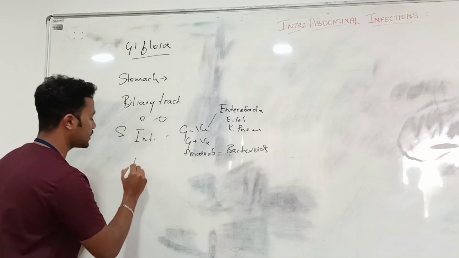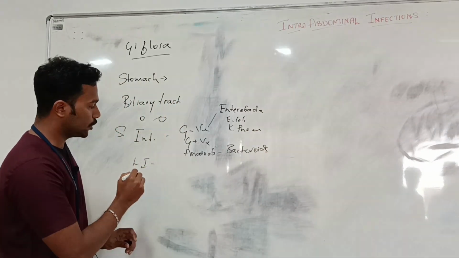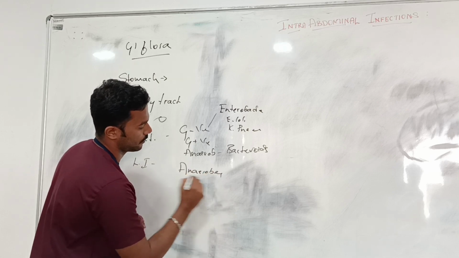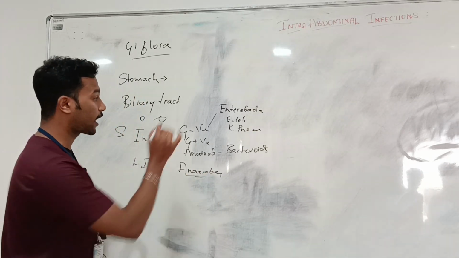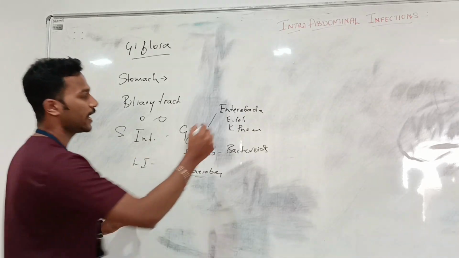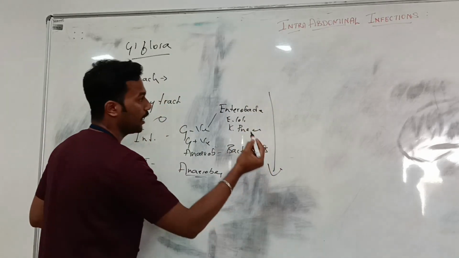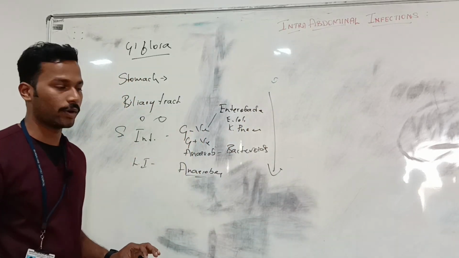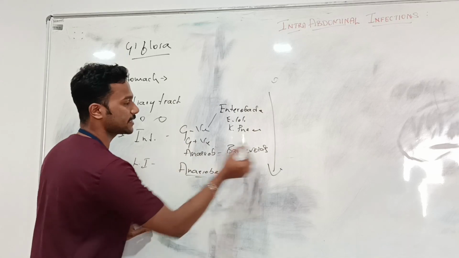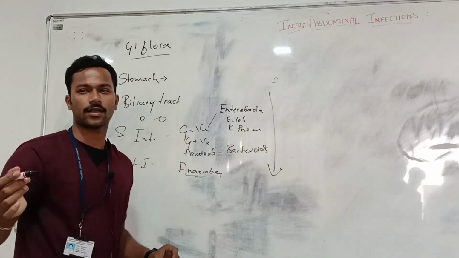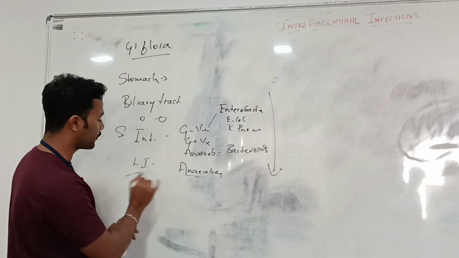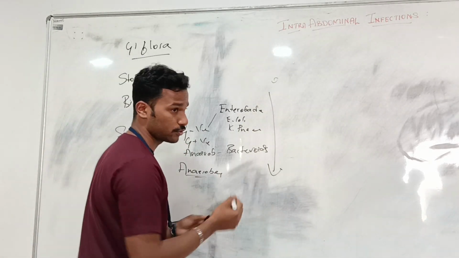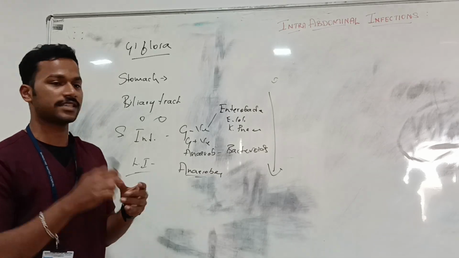Coming to the large intestine, here you will find majorly anaerobes, and if you see the colony count, it gradually increases. It's very less in the stomach. In the biliary tract, there is no microorganism. In the small intestine, it's a little more, 10 to the power 6 or 10 to the power 8. In the large intestine, it's about 10 to the power 10 CFUs. This is how the GI flora is.